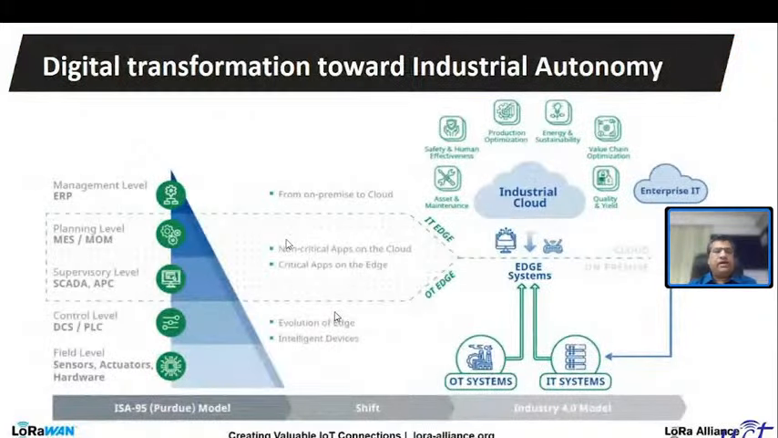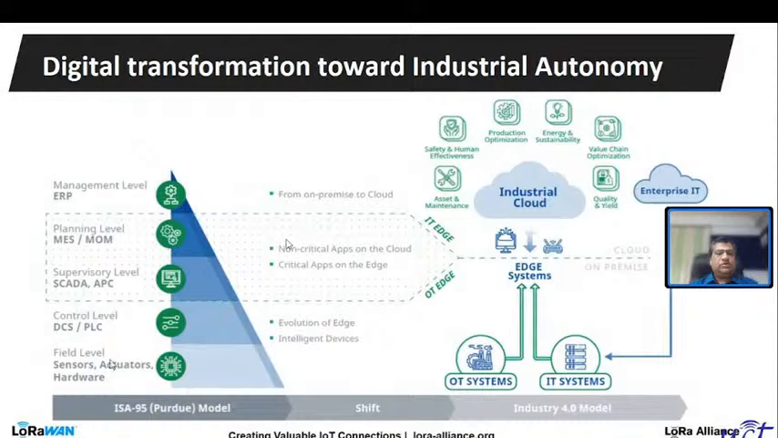Now we come to digital transformation. When we talk about Industry 4.0, it is basically a digital transformation. If we look at this picture, the left hand side is the traditional model that has been in place for the last 50 years. And on the right hand side, we have the Industry 4.0 model, where we are moving from the traditional to the latest one. The traditional one is called ISA 95, where the control system and the IT system were properly separated, keeping security in mind.